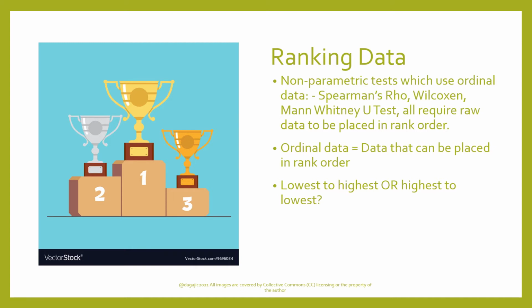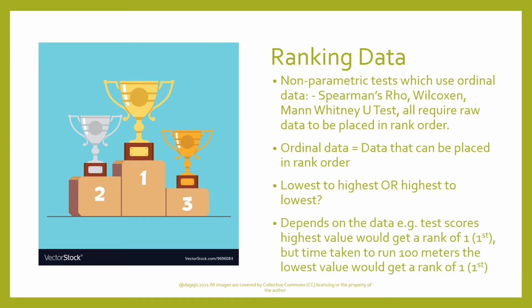One question that students often ask is, should data be sorted from lowest to highest or highest to lowest? And the answer is, it really depends on what the data is. For example, if you've got test scores and you're looking at the percentage that someone got on a test, then the highest value would get the rank of 1 first, because a higher score is more preferable. But if we were looking at the time taken to run 100 metres, then the smallest time is obviously the quickest. So the lowest value would get a rank of 1, in other words, in first place.